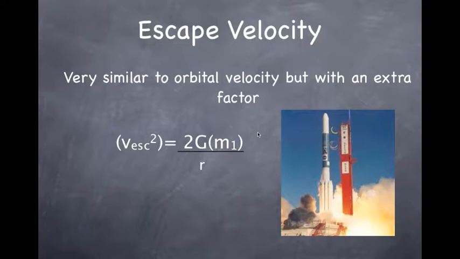Now, escape velocity is just a little bit different. It's very similar, but there's an extra factor here, this 2 factor. So the escape velocity squared is equal to 2 G m1 over r. The reason for the 2 is not quite apparent, but instead of just maintaining the orbit, you're trying to break the orbit. This term comes from conservation of energy, which we haven't quite talked about yet, but conservation of energy allows you to determine the escape velocity in order to escape the gravitational field. So it's very important that you be able to distinguish between orbital velocity and escape velocity, and know whether that 2 is supposed to be here or not.